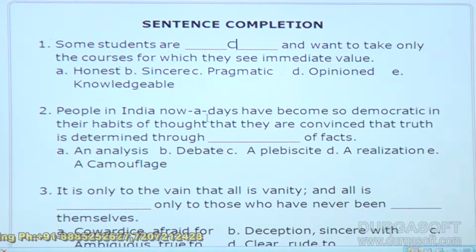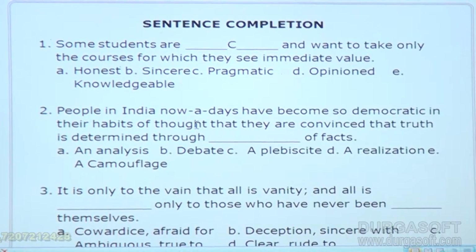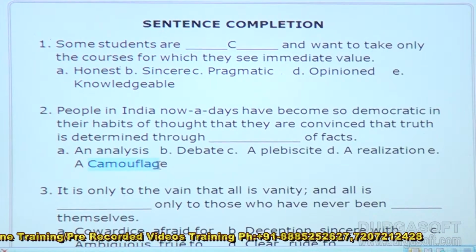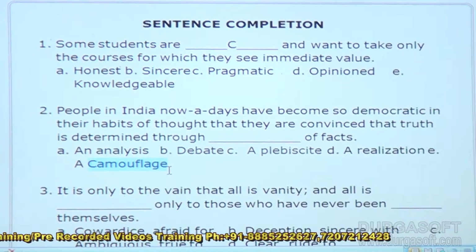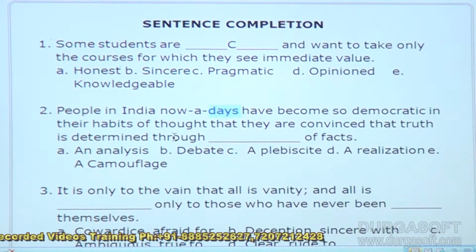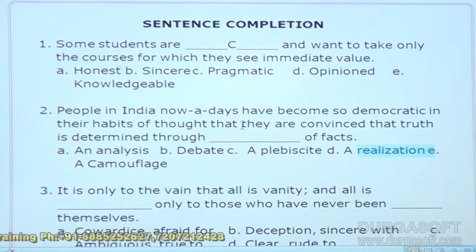Now let us go with the second question. People in India nowadays have become so dramatic in their habits of thought that they are convinced that the truth is determined through an analysis, a debate, a plebiscite, a realization, or camouflage. Camouflage we can avoid because it is in no way related to the sentence, because camouflage means changing the color. Realization means understanding.